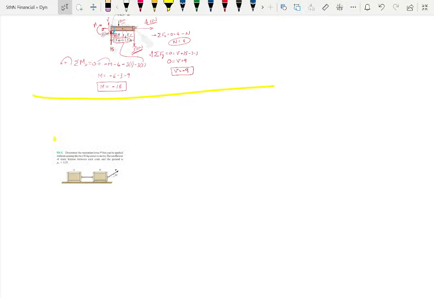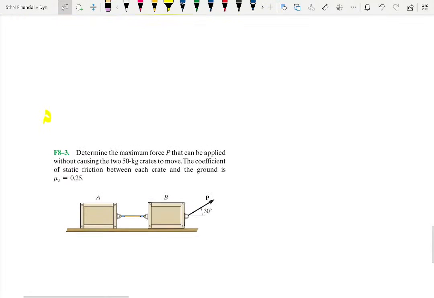So he says, determine the maximum force P that can be applied without causing the two 50-kilogram crates to move. Now, one of the things he didn't do here is give me an opportunity to talk about any sort of tipping, because he didn't give me this dimension.